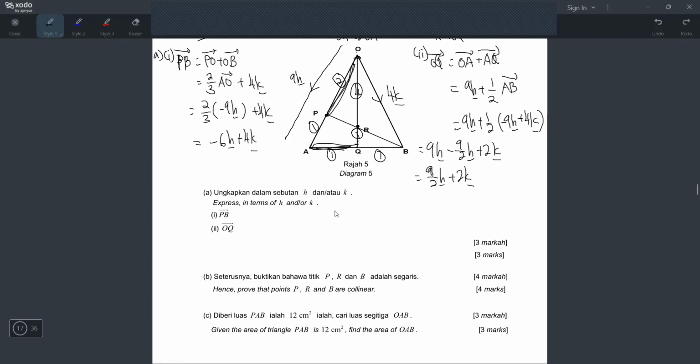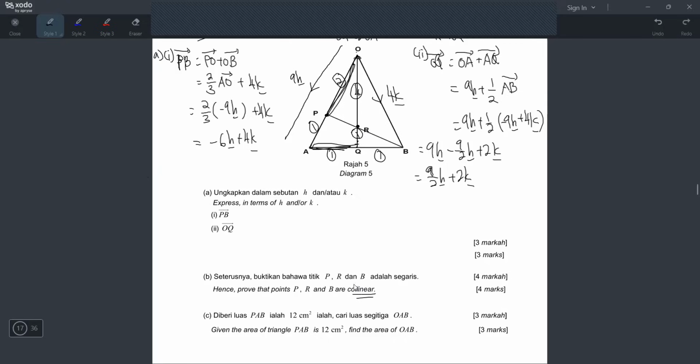Okay, now we continue with part B. B says, hence prove that PR and B are collinear. Just now I drew a line here, and I noticed that the line actually passes through R, right? So now they want me to prove, using working, that these three points are really collinear. Collinear means on the same line. So how do we prove it?